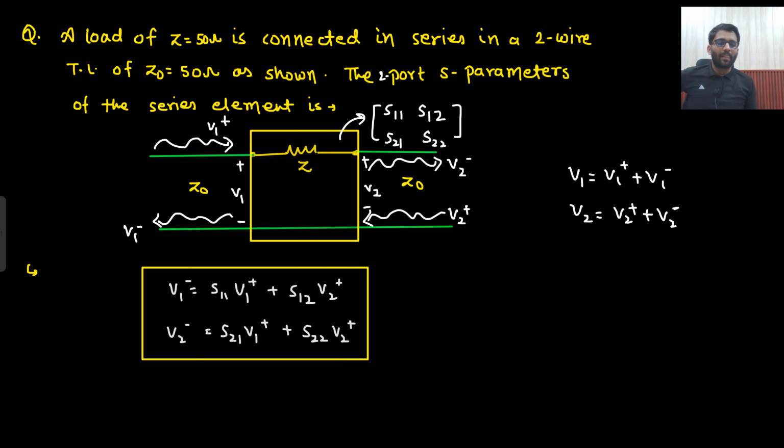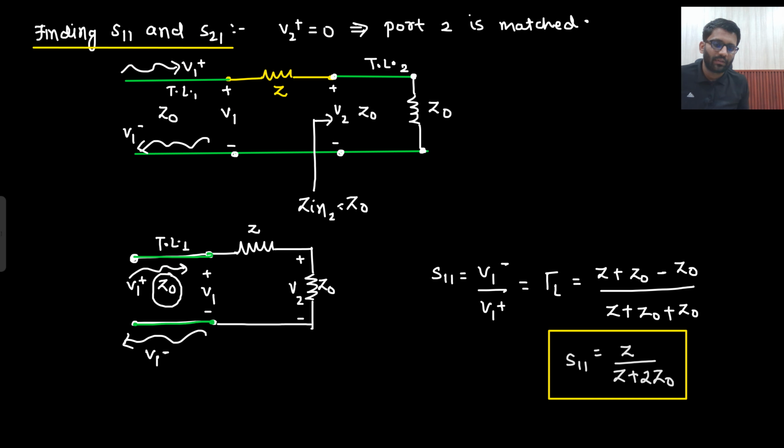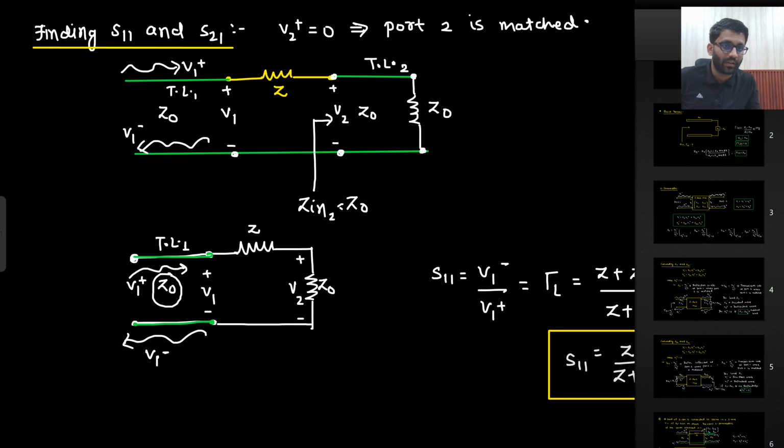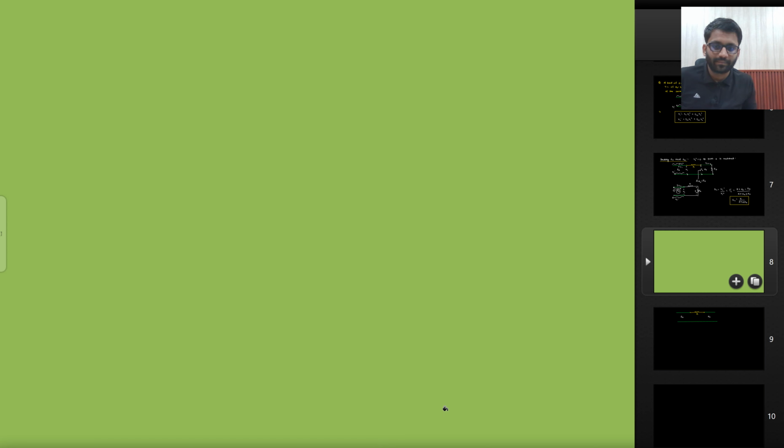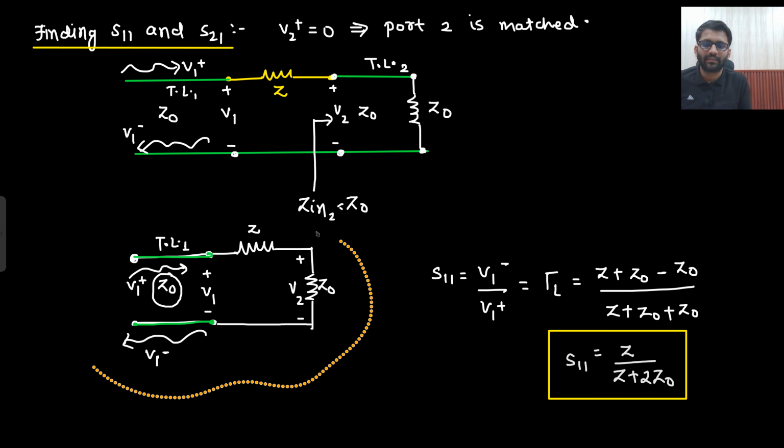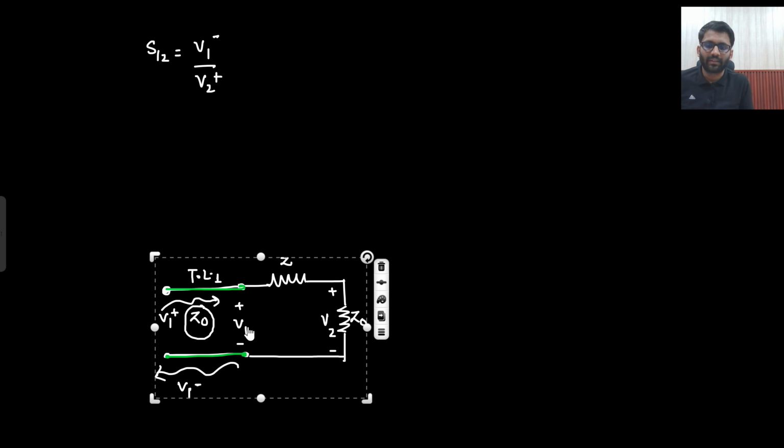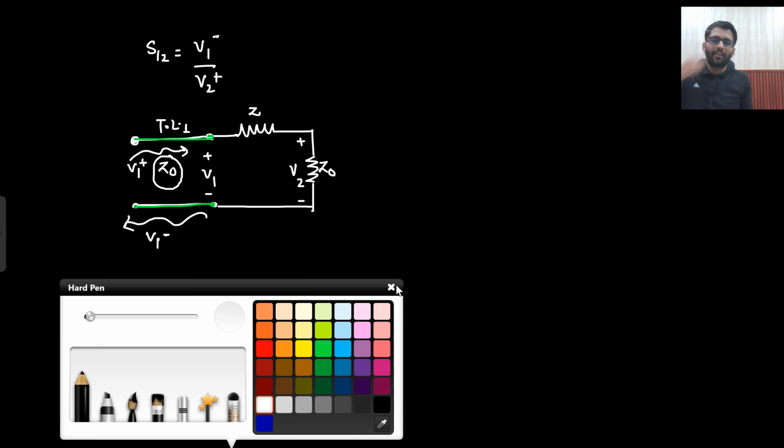Now what do I need to find? I need to find S12. So what will be my S12? Let's take it to the next page, so I need to add a page now. My S12 is V1 minus divided by V2 plus, so I need to do something with V2. Is that clear to you? This is my S12, so let's not keep it here. Let's bring it back. Now let's bring back this diagram.